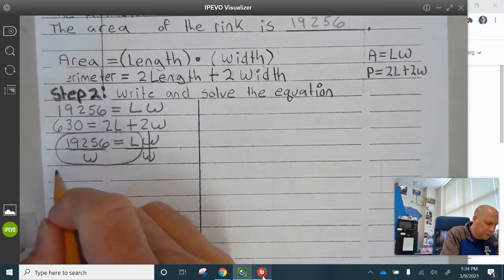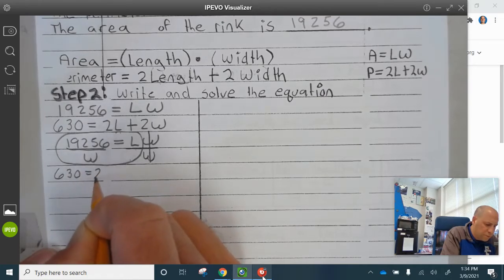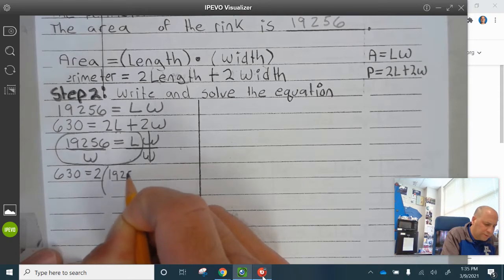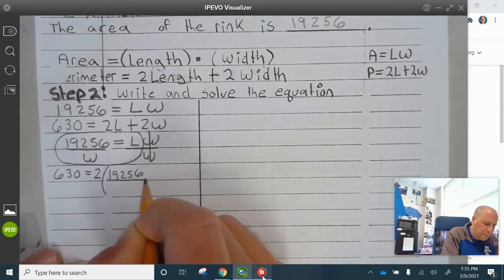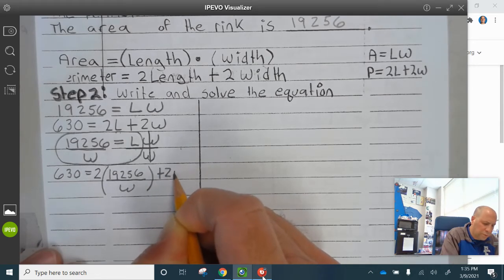Okay. So we have 630 equals 2 times 19,256 divided by W plus 2W.